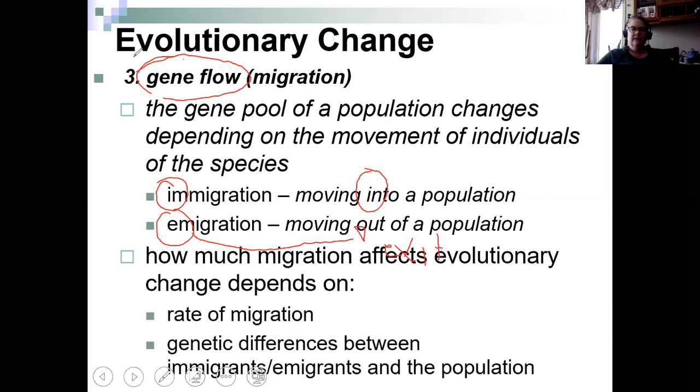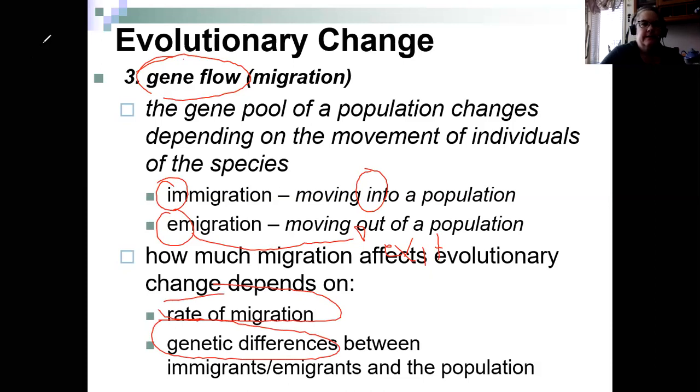How much the migration actually affects our evolutionary change really depends on the genetic differences of the individuals either coming in or leaving, right? If there's a small group that's leaving that has a particular trait that a lot of other individuals don't, then we could see a big change in that trait, right? So it really depends on what the differences are in the genetics, and how quickly that's happening, right?